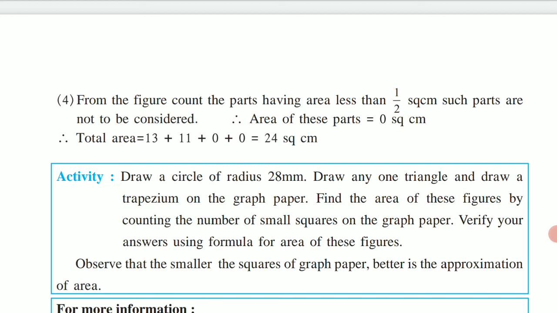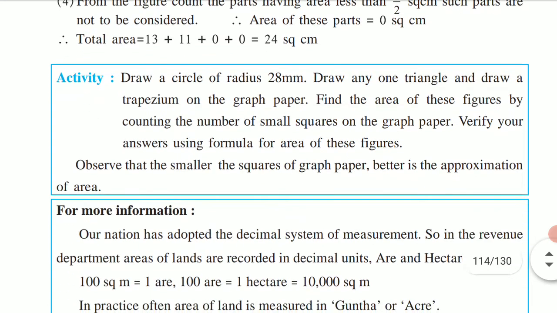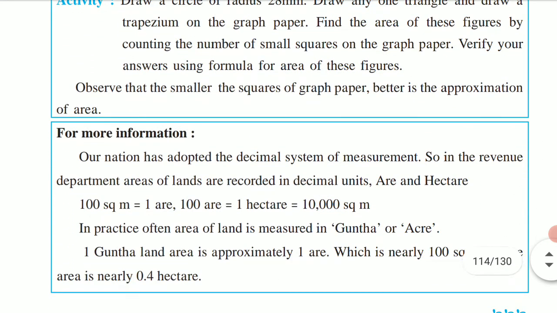Now, one activity is given here. Draw a circle of radius 28 millimeter. Draw any one triangle and a trapezium on the graph paper. Find the area of these figures by counting the number of small squares on the graph paper. Verify your answer using the formula for area of these figures. Observe that the smaller the squares of the graph paper, the better is the approximation of the area.